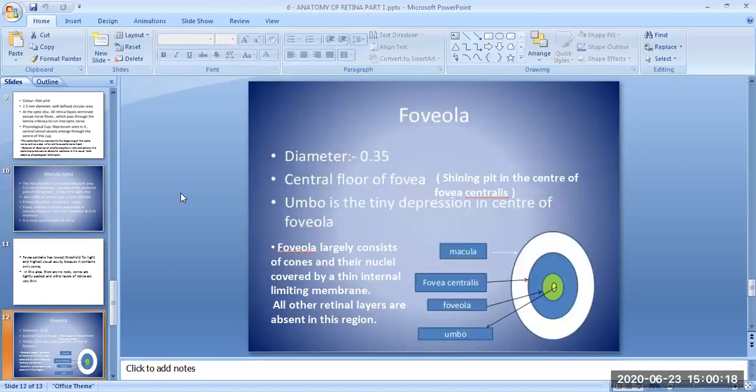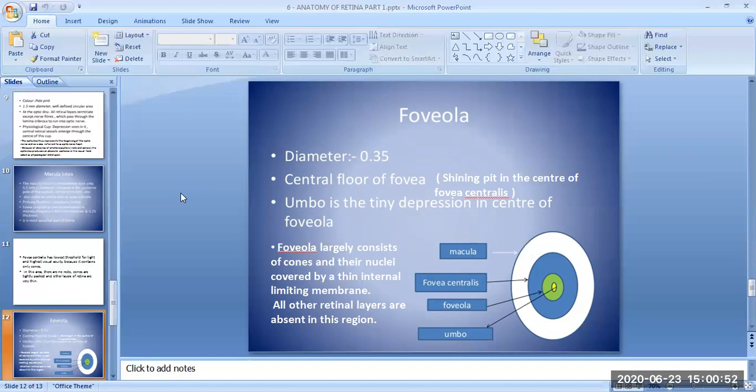What is fovea? The diameter of fovea is 0.35 mm and it is situated about 2 disc diameters away from the temporal region of the disc and about 1 mm below the horizontal meridian. It is the central floor of fovea, the shining pit in the center of fovea centralis. And umbo is a tiny depression in the center of fovea.